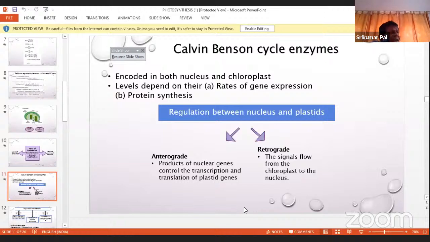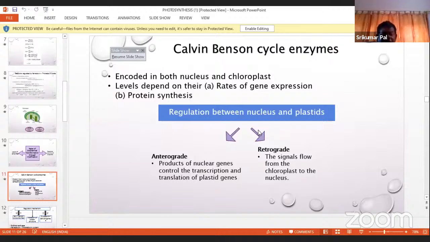Now, this is the interaction, the signal transduction between the nucleus and the chloroplast. It may be anterograde or retrograde. In anterograde signaling, the products of the nuclear genes control the transcription and translation of the plastid genes. You just see the small subunits of Rubisco are encoded in the nucleus. So until the precursor of these nuclear encoded products is present in sufficient amounts in the stroma, it cannot lead to the translation of the plastid genes.